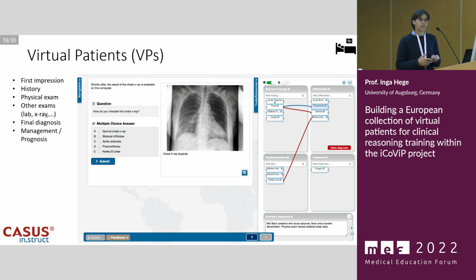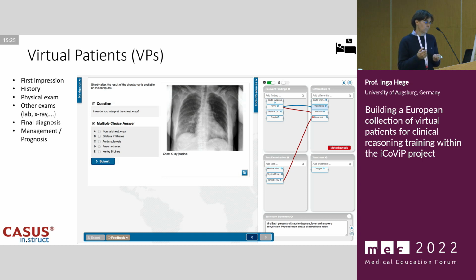But the clinical reasoning part, on the right-hand side, is a kind of simplified concept mapping approach. So we ask students, while they're working through the virtual patient, to come up with the findings they had identified and prioritize them. We ask them to develop and document differential diagnoses, to suggest tests and examinations, what they want to do in order to rule out or confirm their differential diagnosis. And we ask them also to come up with treatment options for the patient. What we also ask students is to connect these elements with each other.